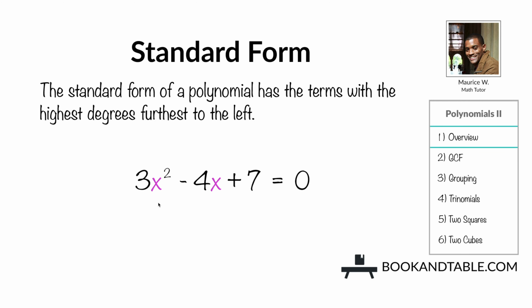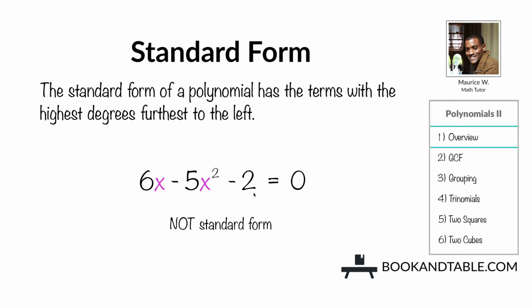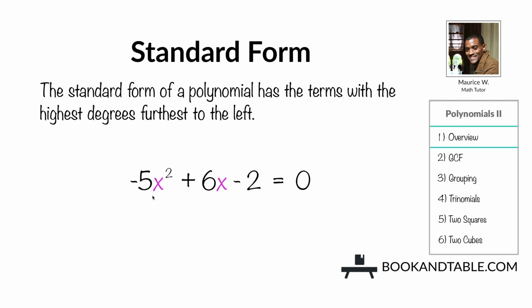So for example, if we had 3x squared minus 4x plus 7 is equal to 0, this is the standard form of the polynomial. We have a degree of 2, a degree of 1, and a degree of 0. But if we move the quadratic to the middle of our expression, such as this example, this would no longer be in standard form. 6x minus 5x squared minus 2 is equal to 0 is not standard form of the polynomial. In order for this to be in standard form, negative 5x squared would need to be furthest to the left. And now this equation is in standard form.